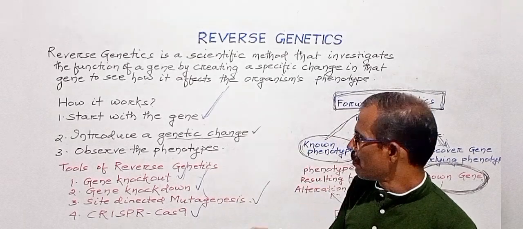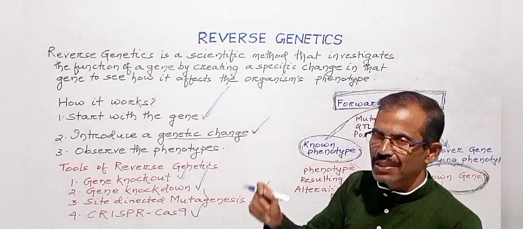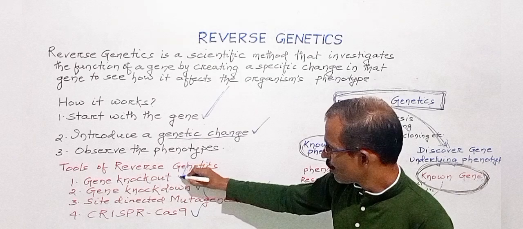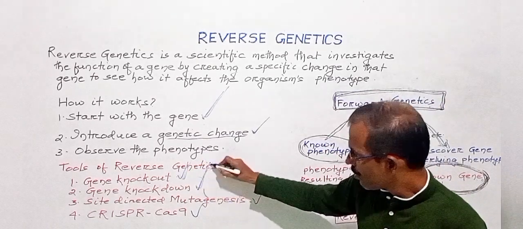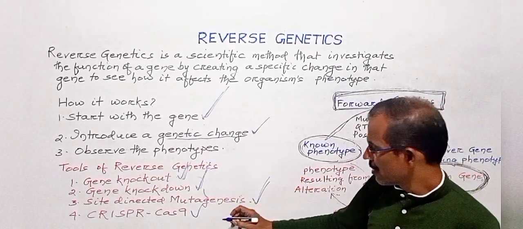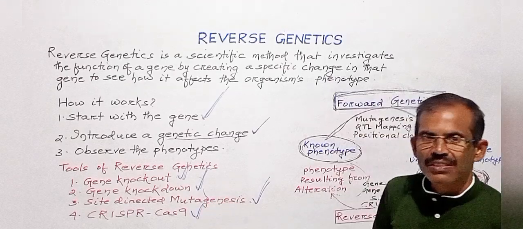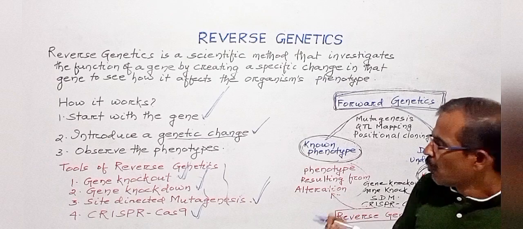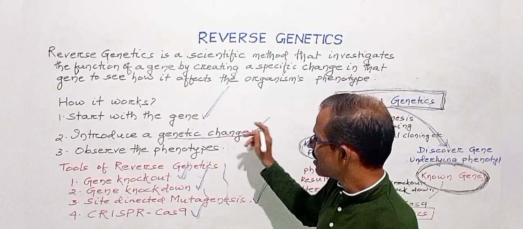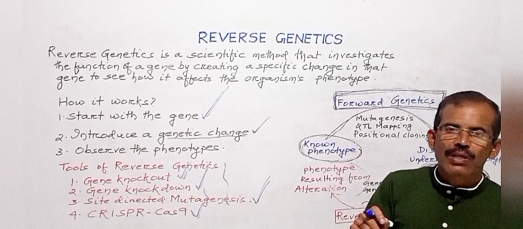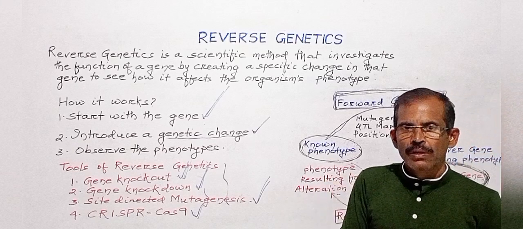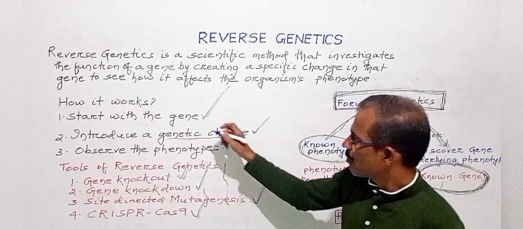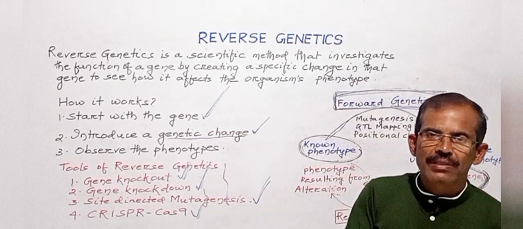In the second step, the sequence of the gene is intentionally modified by different techniques such as gene knockout, gene knockdown, site-directed mutagenesis or CRISPR-Cas9. These are the tools of reverse genetics. When the sequence of a gene is intentionally altered, the phenotype is also changed. By analyzing the resulting change in the phenotype, the function of the particular gene can be predicted.